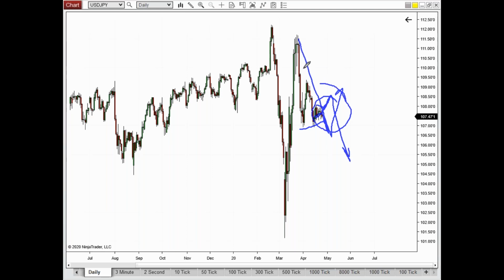Whenever you have a really tight wedge like this, things are more prone to fake breaks either way. So it's a high risk. Basically, if you wait for the break and then play the next move, your risk is going to be lower on whatever trade you're taking.